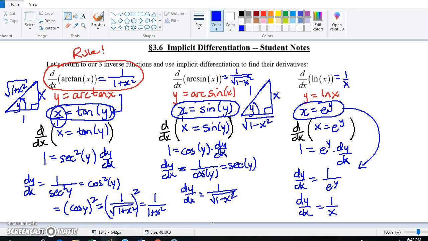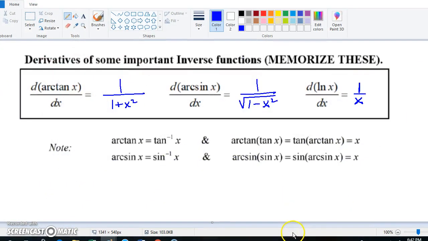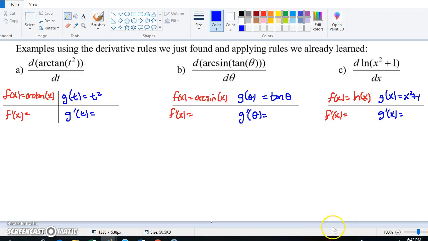All right, let's do some examples. First of all, you have your derivative rules. You just need to know these now, but now we're going to use them in some examples. Okay, so my first example is the arctangent of t squared. There is an outer function, arctan. There is an inner function, t squared. This means what we're using is the chain rule to find this answer.